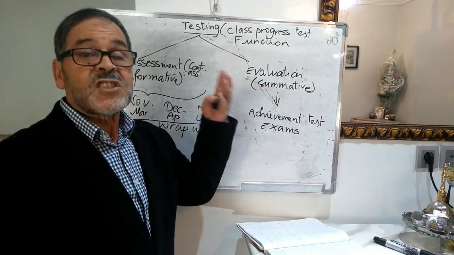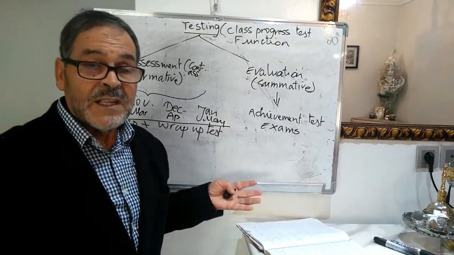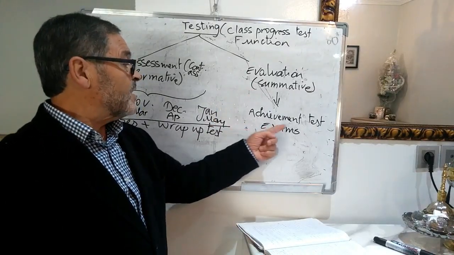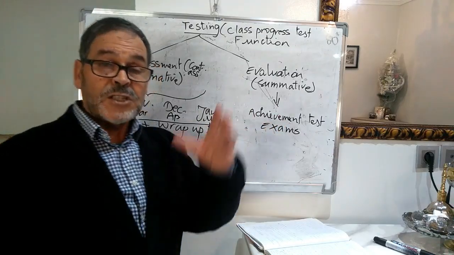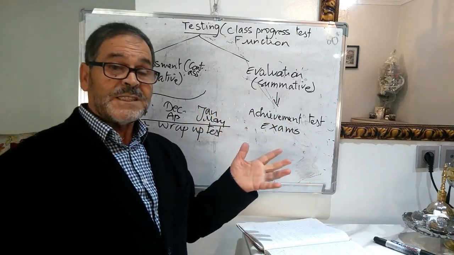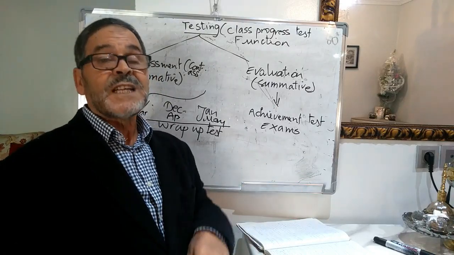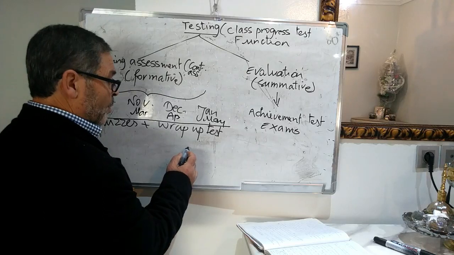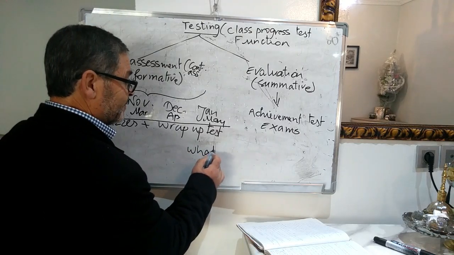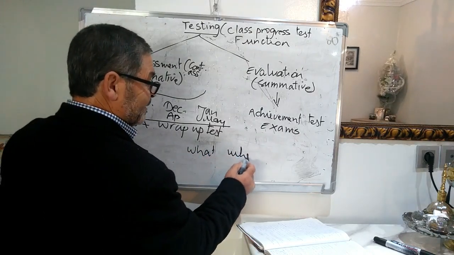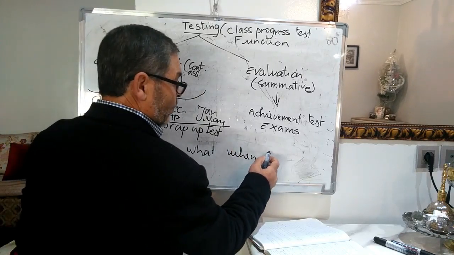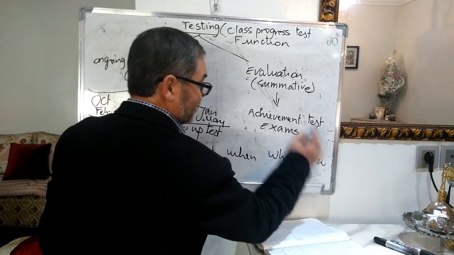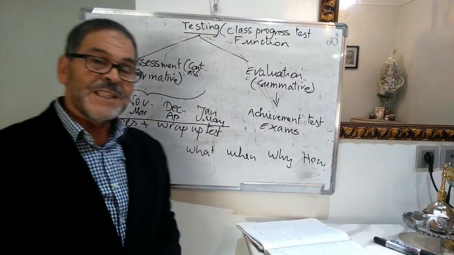Evaluation is achievement test. It is the last, or it is summative. It is achievement test or exams, like regional exam and the bac exam. It is given at the end of the year to test what exactly. And when we test, we should know what to test, when to test, why to test, and how to test. So we are going to explain this.